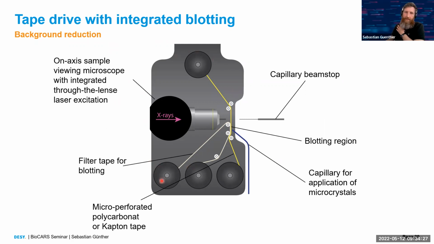So what we see here is the top view onto this tape drive. So the tape is pulled from here to here. We have here a nozzle coming in with the capillary, with the crystal slurry, which is deposited here and then pulled across the X-rays, which come here. So this is the on-axis microscope. And then here with these two rolls, we have blotting paper, which is pulled behind the tape. And the tape consists of polycarbonate, which has been etched. So there are sub-micrometer size holes in it.